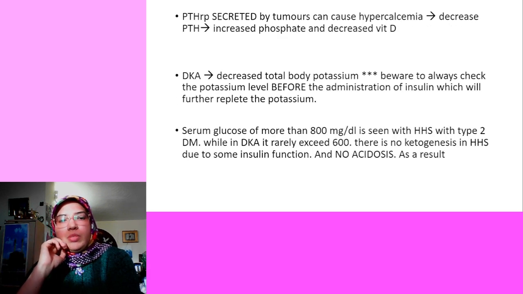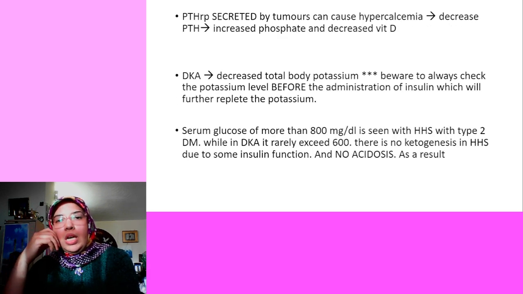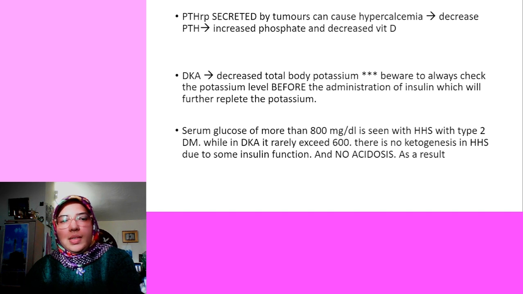PTHrP is secreted by tumors. Remember that it's PTH-related peptide. It can be secreted by tumors causing hypercalcemia. Remember, one such example could be lymphoma, small cell lung cancer, etc.